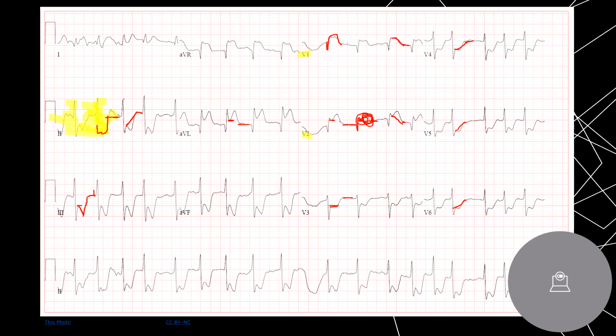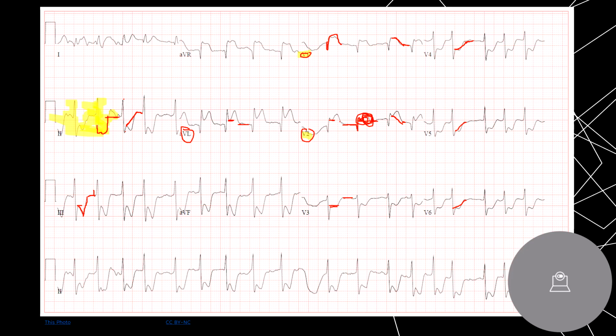This is J point. So this is depression, depression, depression. So elevation here, elevation septal and septal, which is really peculiar to not have elevation in the anterior.